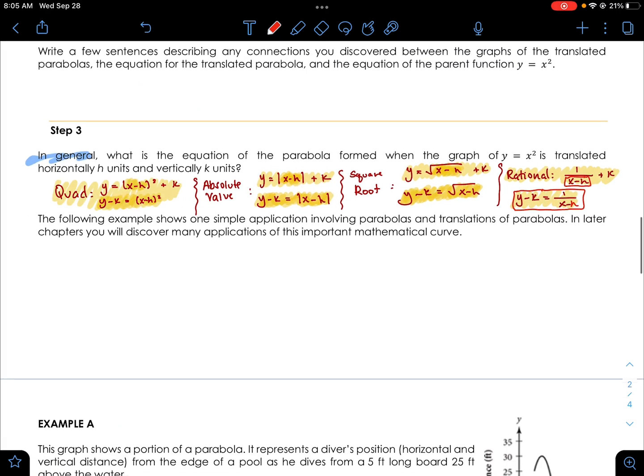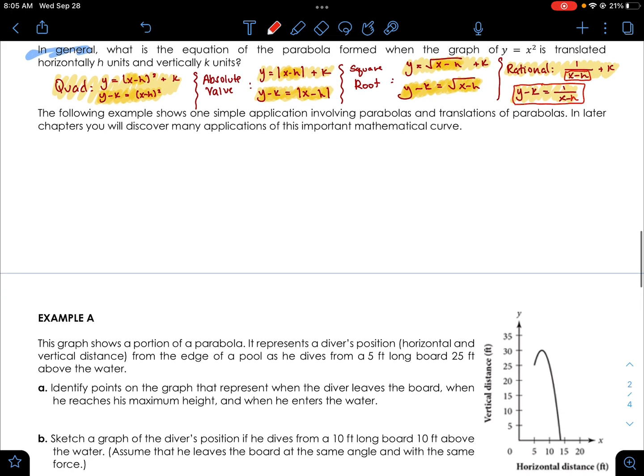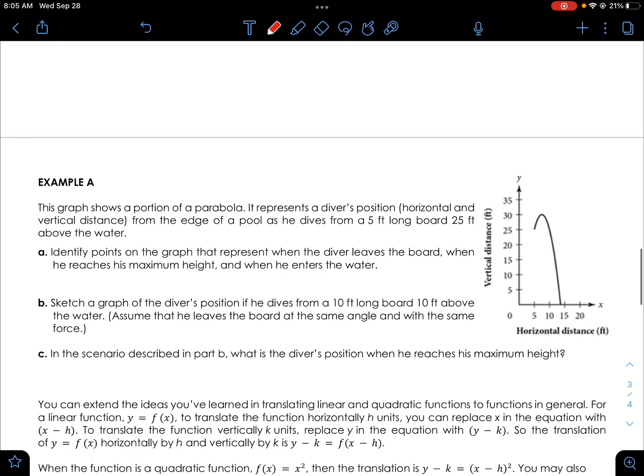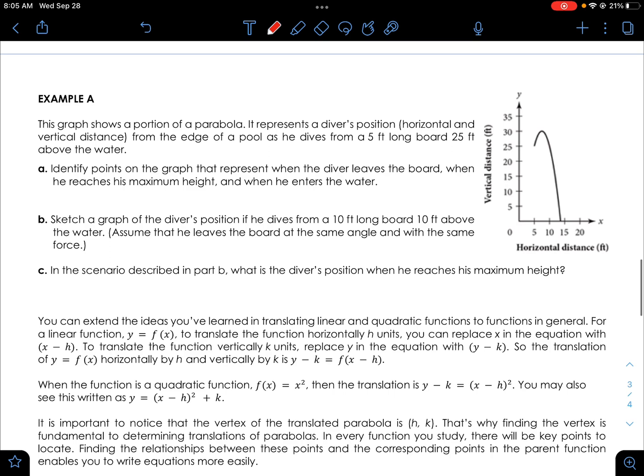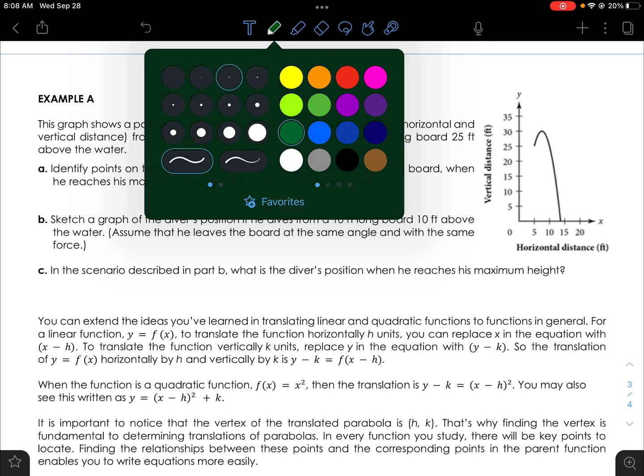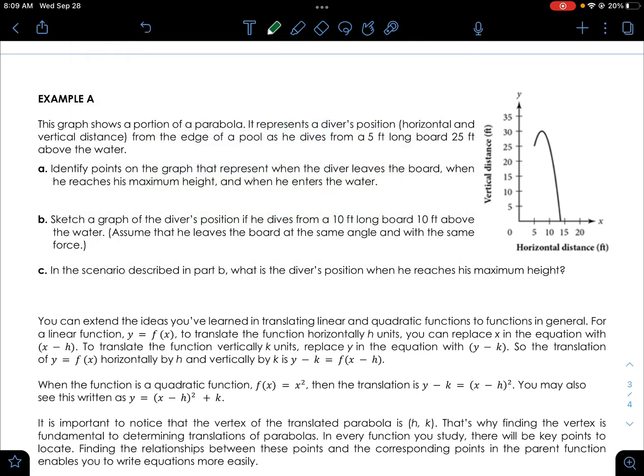So what we're going to do is take a look at a real-world example here and see how this can be used. In this example, it says the graph shows a portion of a parabola. It represents a diver's position, horizontal and vertical distance from the edge of a pool as he dives from a 5-foot long board 25 feet above the water. It asks us to identify points on the graph that represent when the diver leaves the board, when he reaches his maximum height, and when he enters the water.